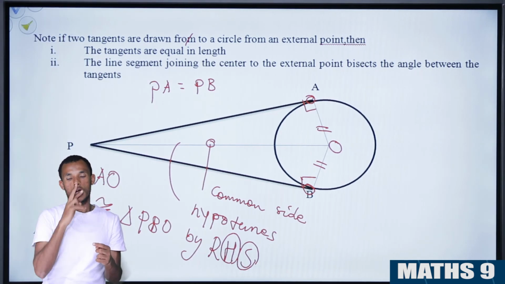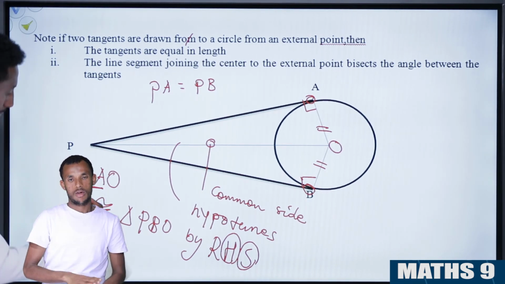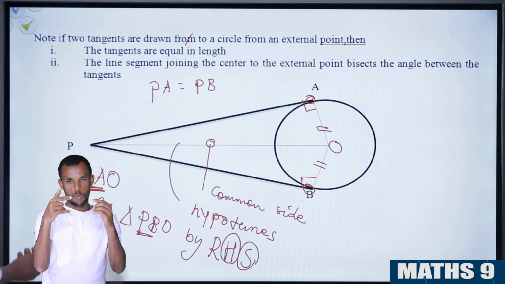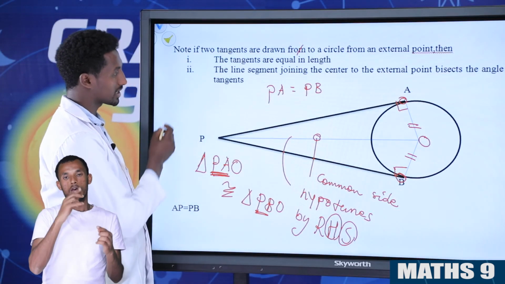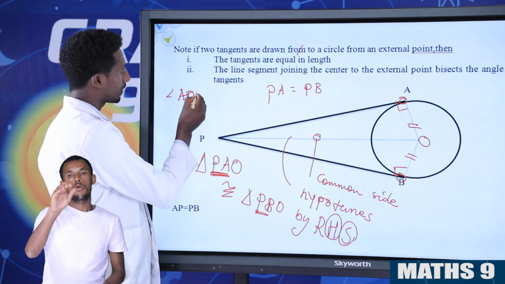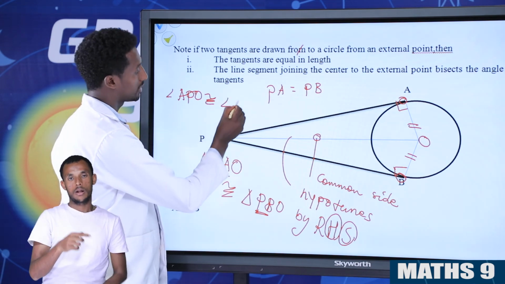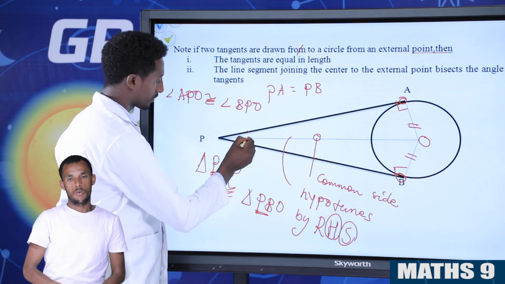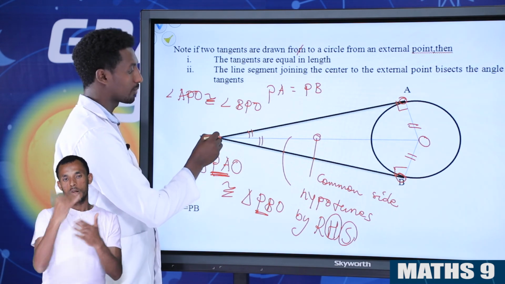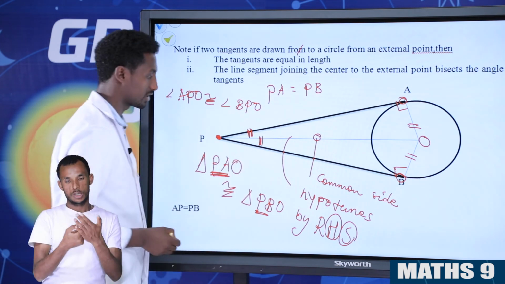So if they are congruent, the corresponding sides are also congruent. That is PB is congruent to PA, sides in corresponding position. And also if they are congruent, the corresponding angles are also congruent. Angle APO is congruent to angle BPO. These angles are congruent, meaning a line segment drawn from this point to the center is a bisector of this angle.